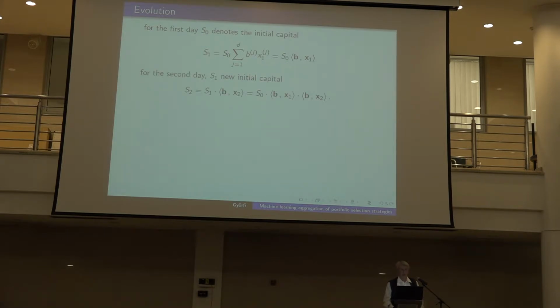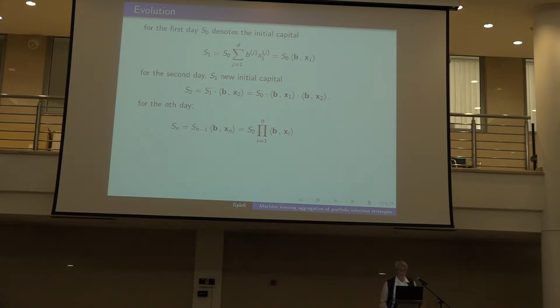We repeat it at the end of the second day. We have a product, and by induction, S_n, the amount of money that we have at the end of day n, is the product of the initial capital and the product of the inner products of portfolio vectors and return vectors. And it looks simple.